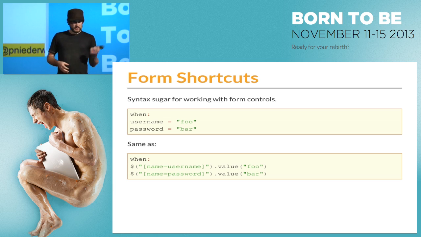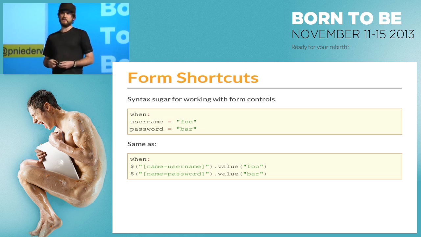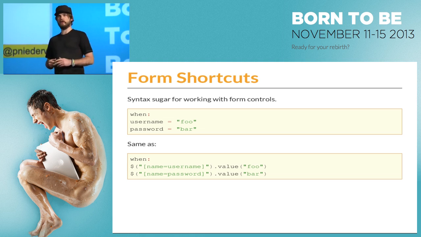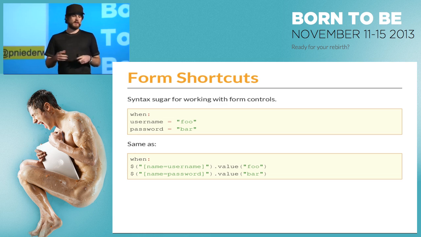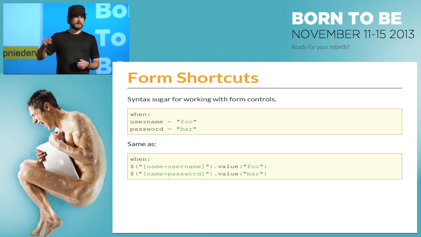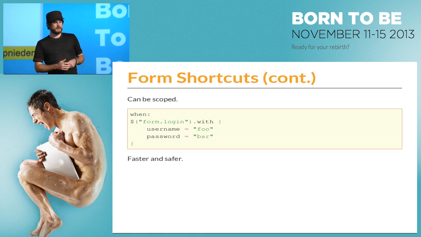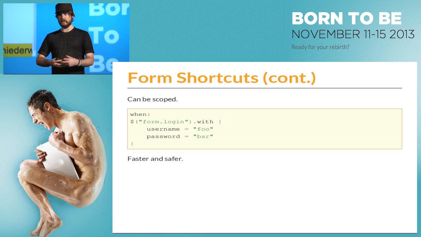We also, as Peter showed, provide some handy shortcuts for dealing with form elements, because that's still a lot of what our web applications are doing: accepting input from the users. So we try to make that as short and concise as possible. When we see username equals some value, what that's really saying is grab the first thing on the page with a name attribute of that value, so with a name of username, and then go and set its value. A lot of the time, that's all I need to do to find the control I want and set it.